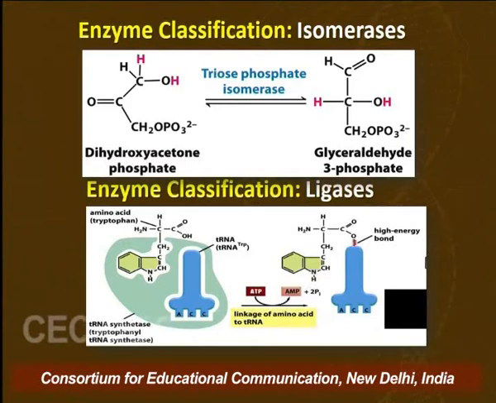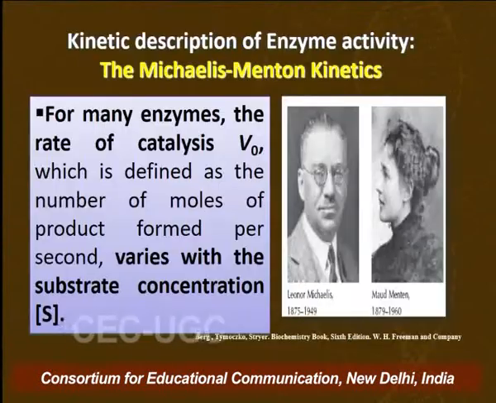So these are the 6 major classes of enzymes, classified based upon what kind of reaction they undertake and the specificity of the substrate on which they act. Now enzyme kinetics was best described by an equation called the Michaelis-Menten kinetics. These are the two scientists who came up with it.